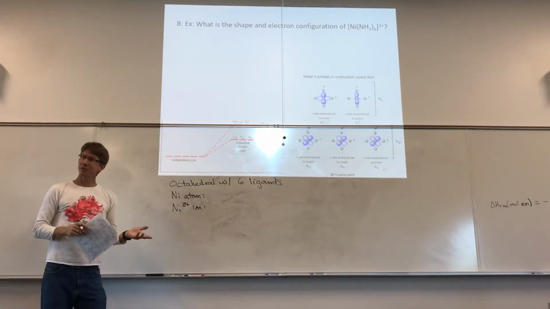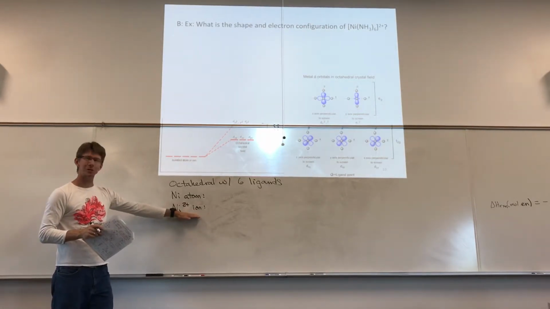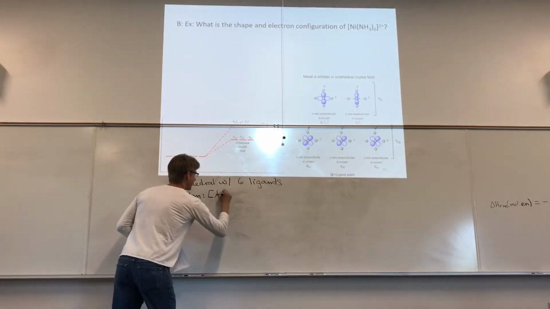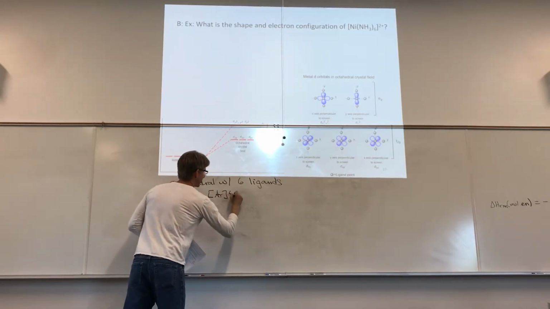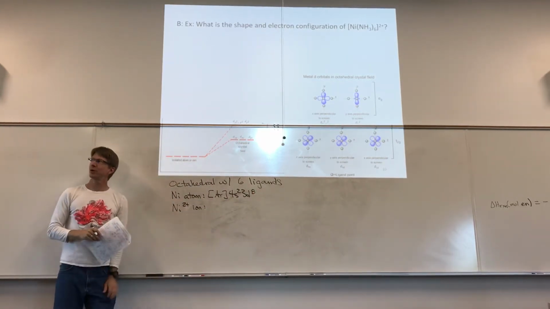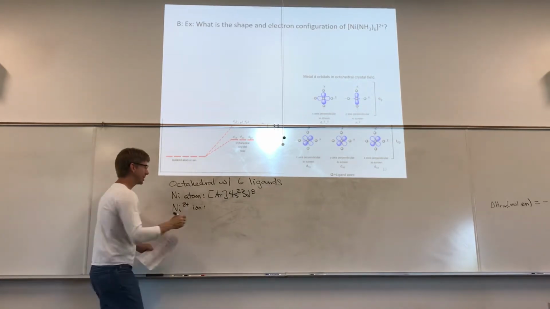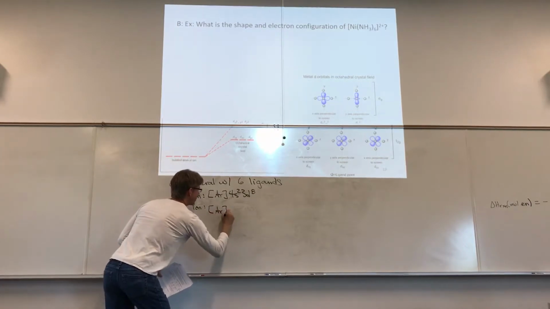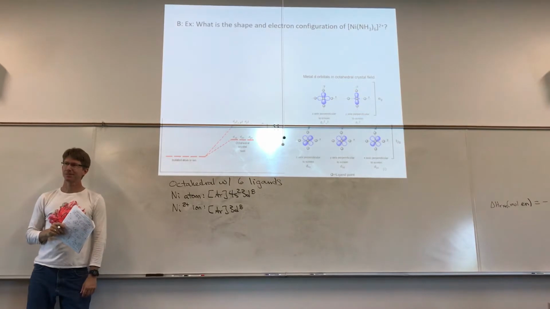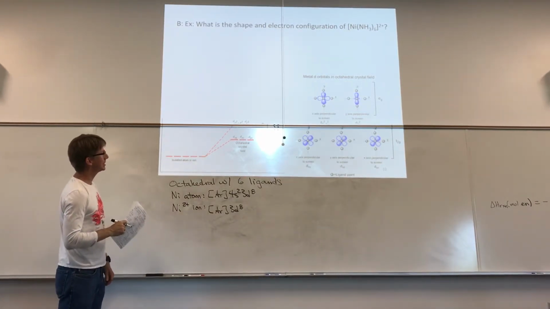I do my electron configurations. All you need for this is the electron configuration for nickel 2 plus. I always do the nickel atom first. Nickel will be argon 4s2 3d8. Nickel 2 plus is argon 3d8. That's important because we will be putting the d electrons into the orbitals.